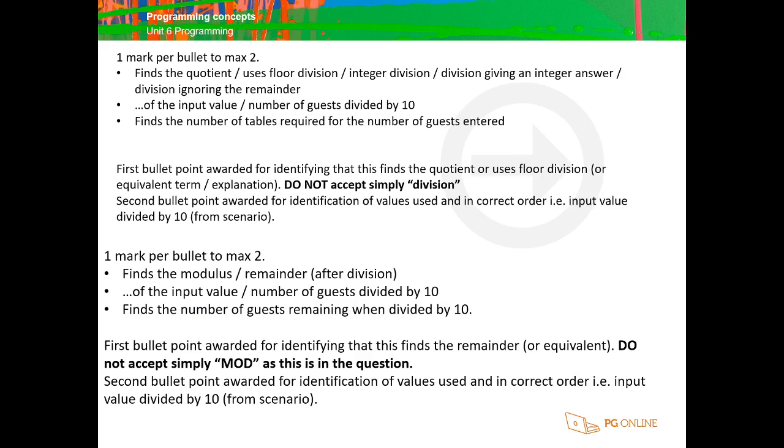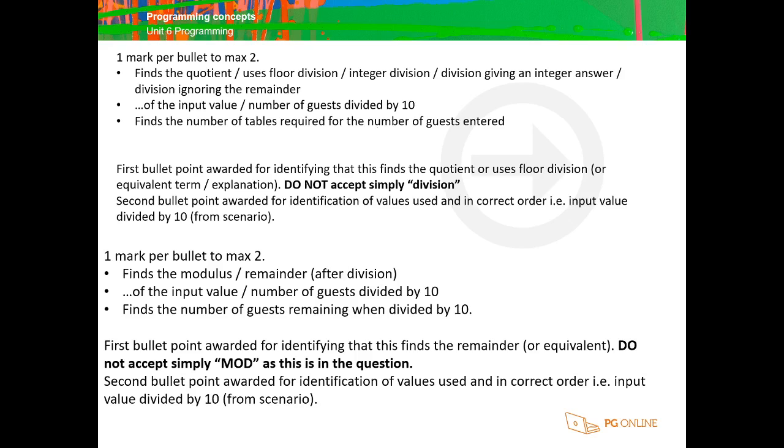So what could you say? So instead of floor division, you could say what's called the word quotient, or integer division, or division given an integer answer, ignoring the remainder. That shows your understanding of what div is. 1 mark. Okay. Of the input value of the guest divided by 10, finds the number of tables required. Right. First bullet point is awarded for identifying that this finds the quotient and uses floor division. There's your focus. Do not simply accept division.